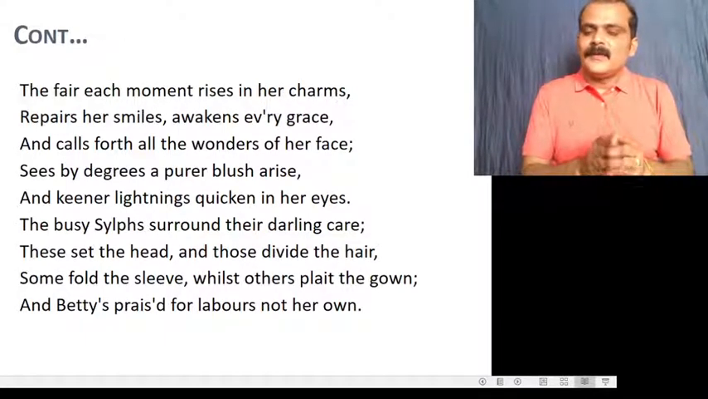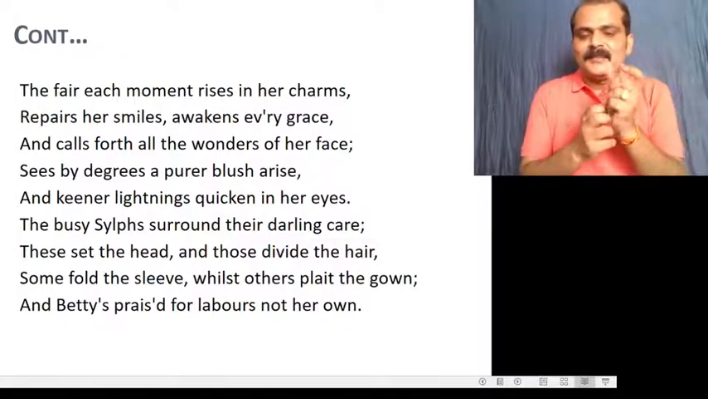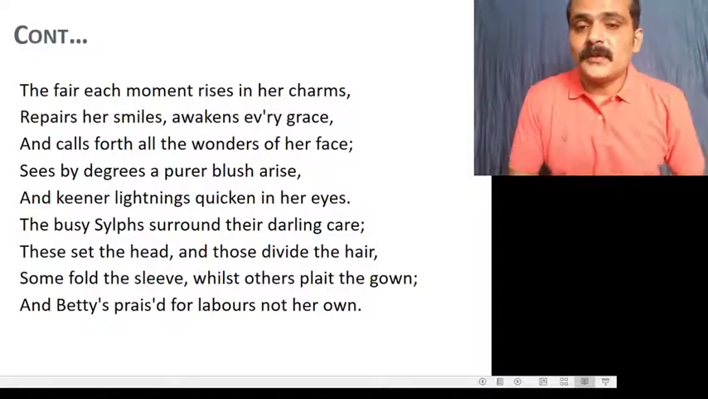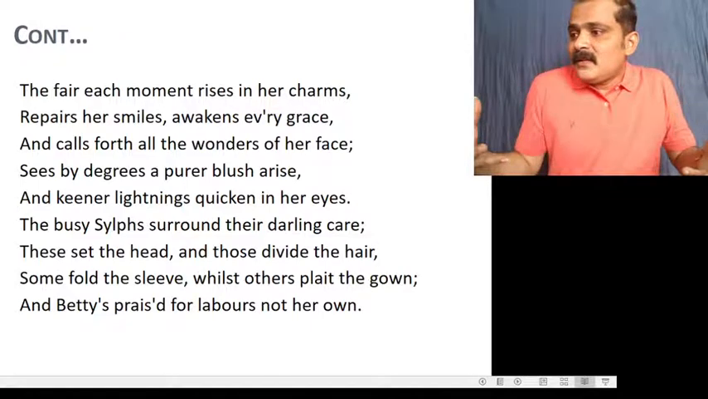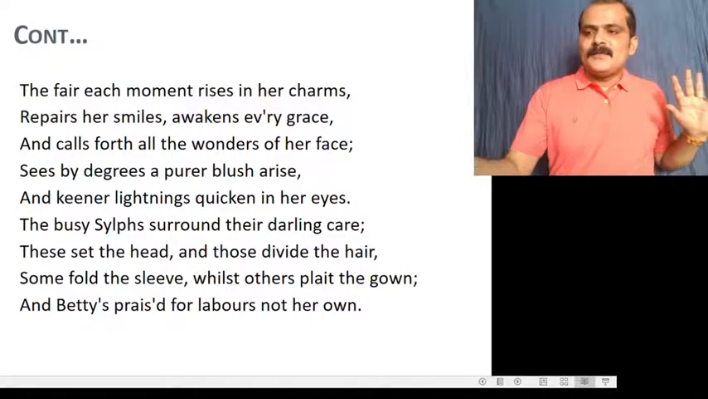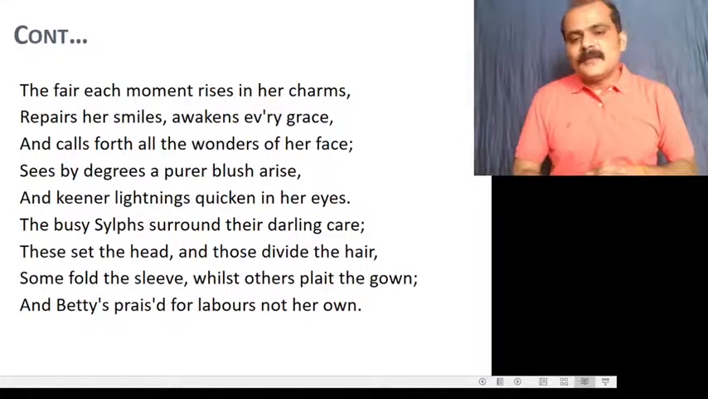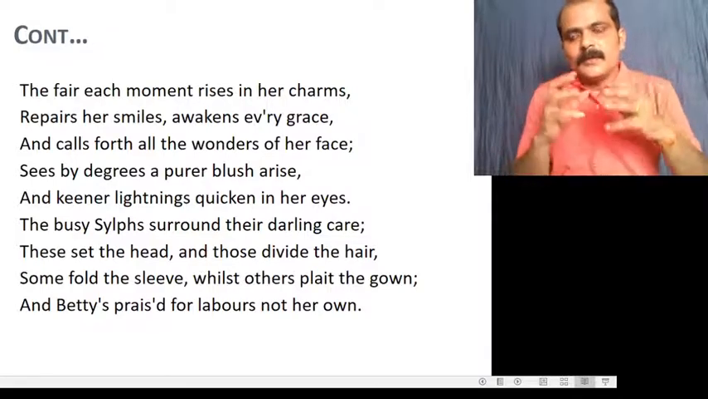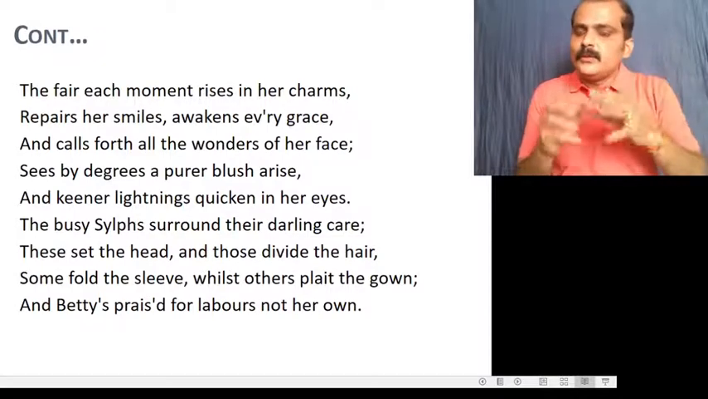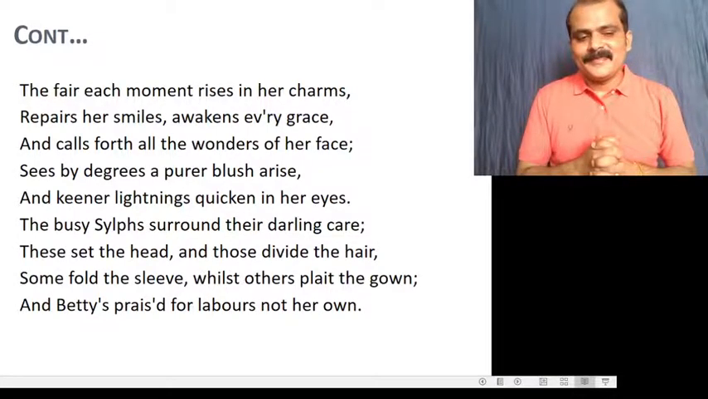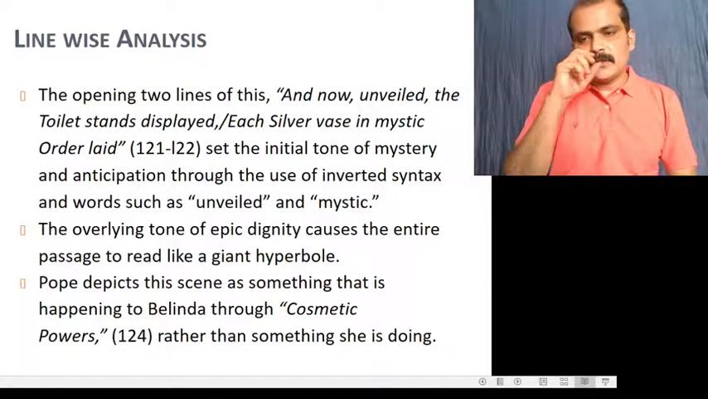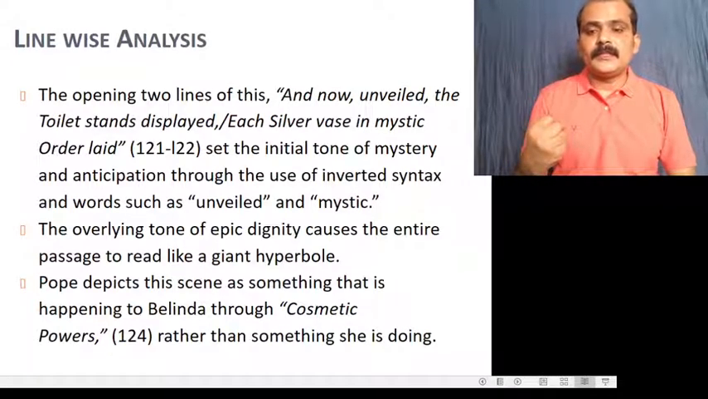So really, Belinda, the beautiful lady, is praised for labors not her own. It is said that she didn't make up by her own. So the sylphs and the nymphs have done such a wonderful job, making that wonderful makeup and also showing her beauty here. Look at that line-wise analysis. You may just focus on some of the lines I've taken to explain.